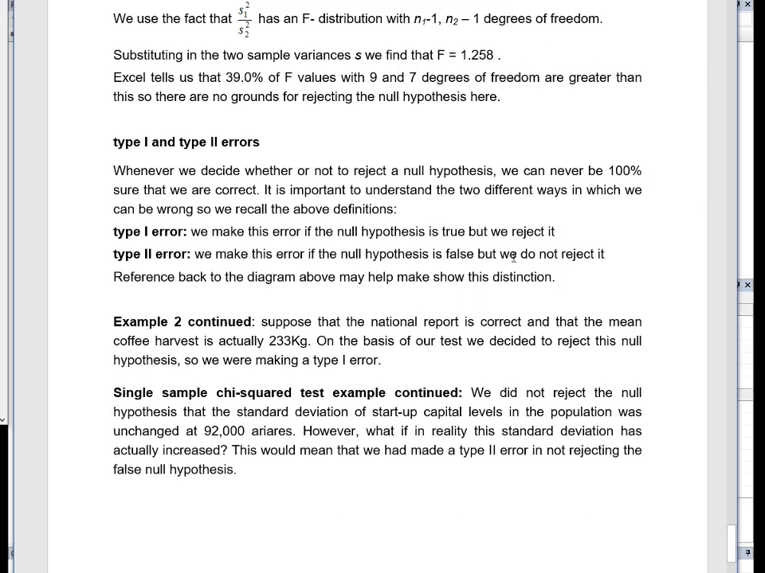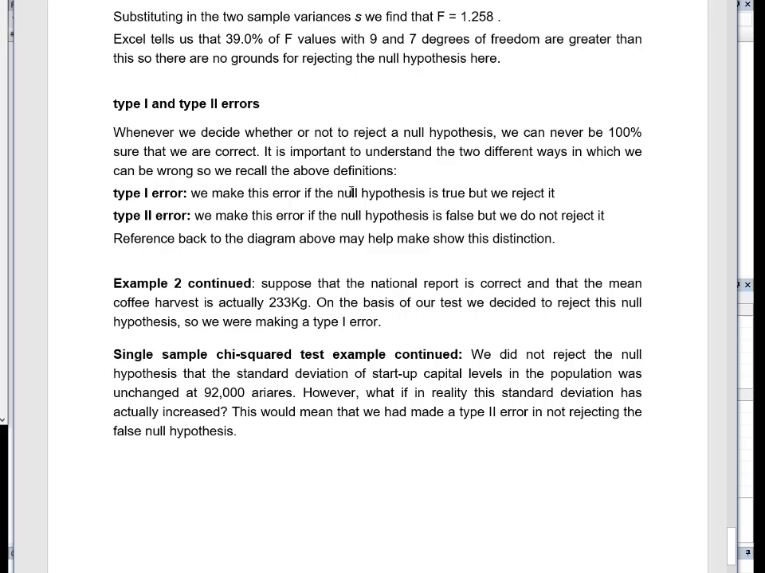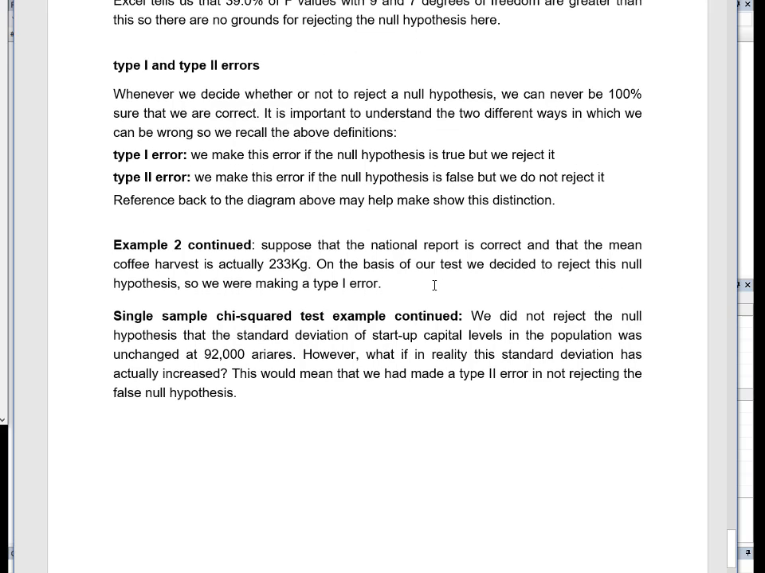Okay, finally, before we finish the lecture and go on to just examples in Stata, think about type 1 or type 2 errors. So type 1 error is when the null hypothesis was actually true, but you rejected it wrongly. Type 2 error, if the null hypothesis is false, so you should reject it, but you don't reject it. And you can look back at the diagram to remember why they're different. So in example 2, we rejected this 233 kilogram, but suppose that more evidence comes along and it shows that actually, okay, that 2.3 was actually correct. We shouldn't have rejected it, but we did reject, so we made a type 1 error.